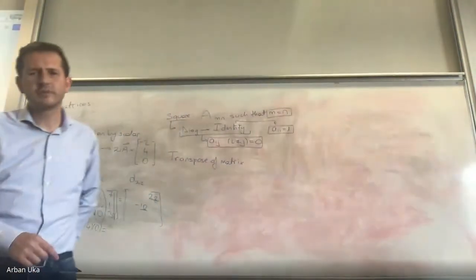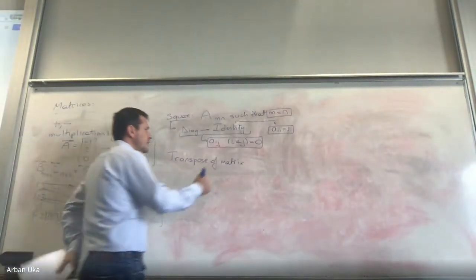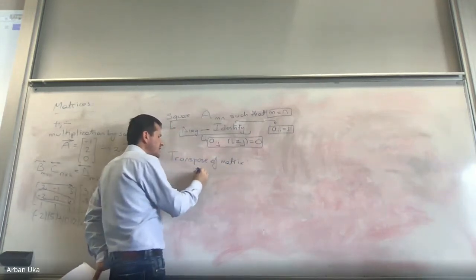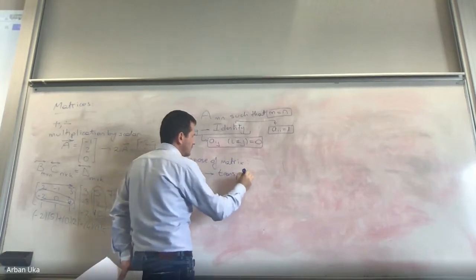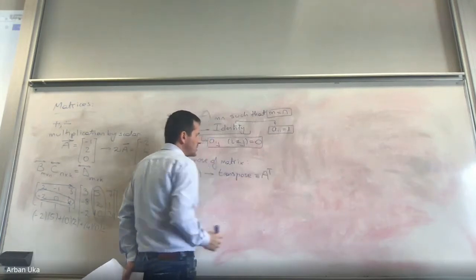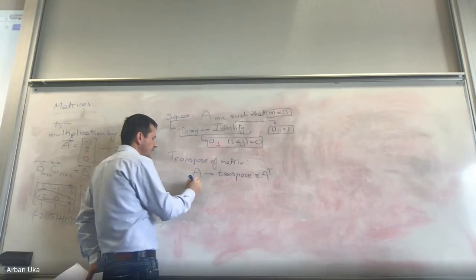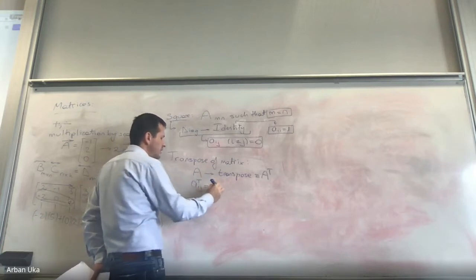Okay, so then we define the transpose of a matrix. The transpose of a matrix, denoted for any matrix A as A transpose, is such that the element Aij of the transpose matrix is equal to Aji.